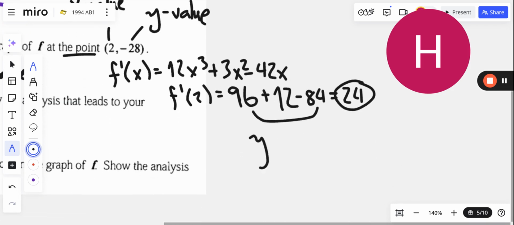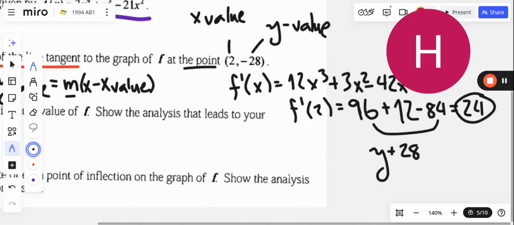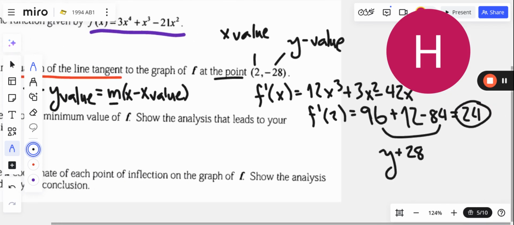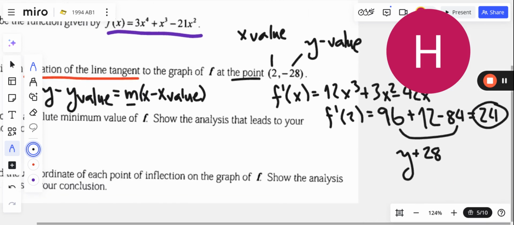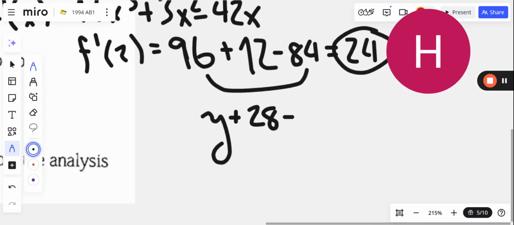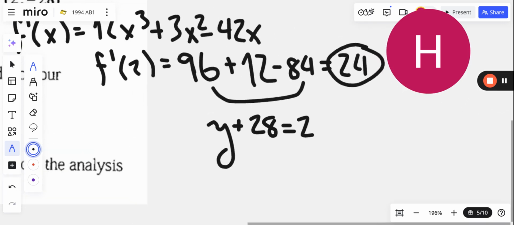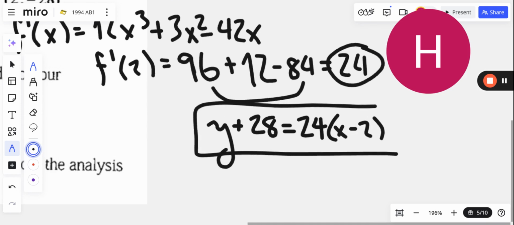This is going to be y plus 28. Be very careful with that. It's y minus the y value. You can easily not get your point because you put y minus 28, whereas the formula says y minus the y value. That's y minus negative 28, which is positive 28, equals the slope 24 times the quantity x minus 2. And you can leave it in that form.